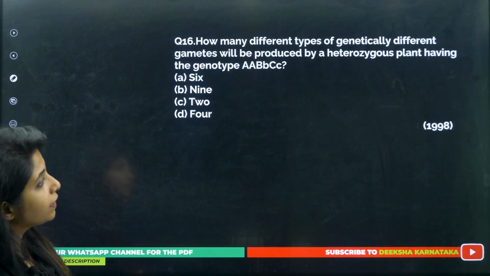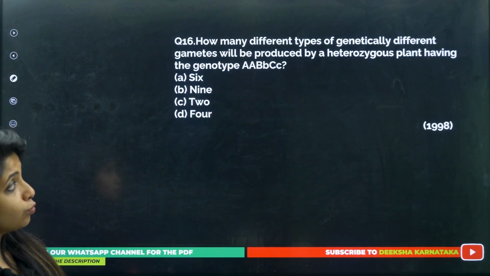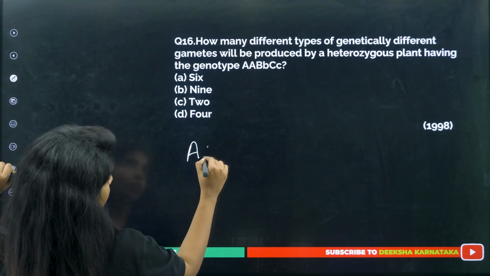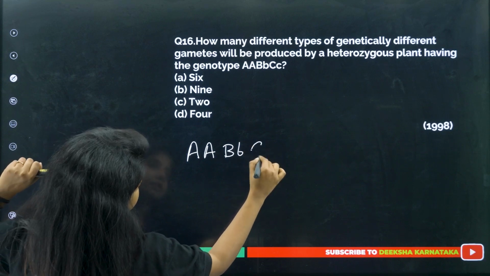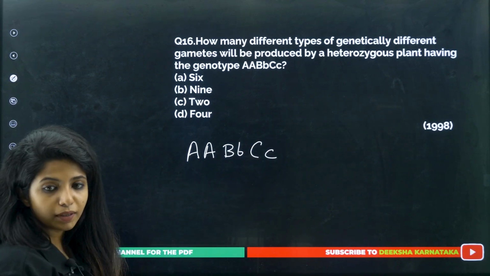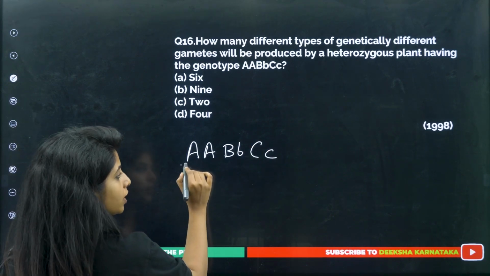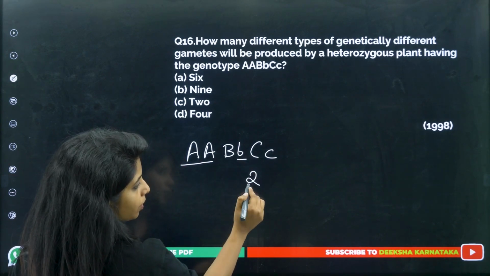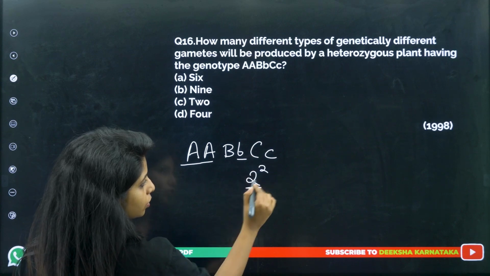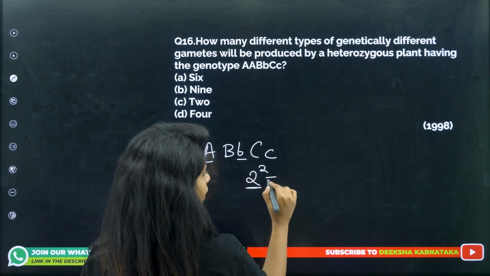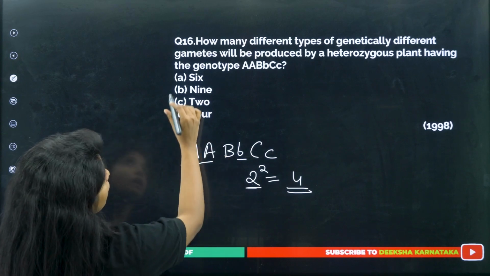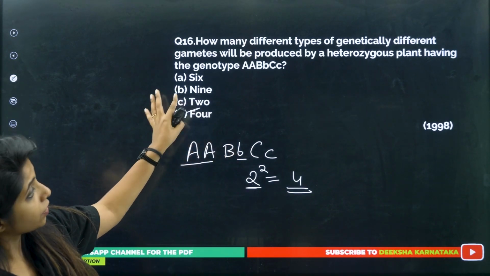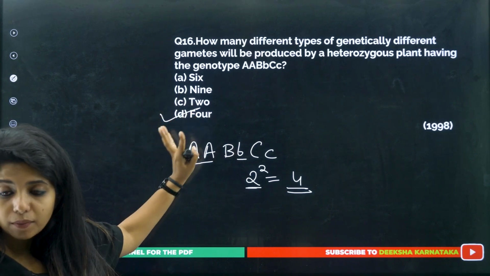16th question. How many different types of genetically different gametes will be produced by a heterozygous plant having the genotype AA, BB and CC? Will you keep on calculating the number of gametes, children? I have a trick for you then. When homozygous, you don't calculate them. When there is heterozygous, there are 2 of them. So put 2 as a number, and there are 2 of them which are heterozygous. So 2 to the power 2, we have 4. So there will be 4 different types of gametes that will be produced.